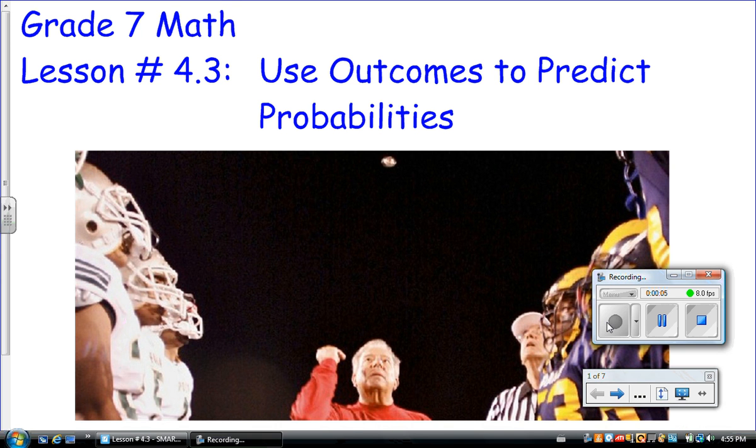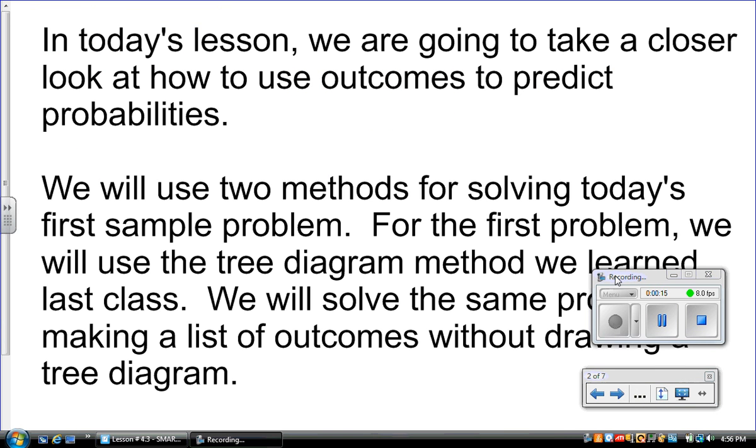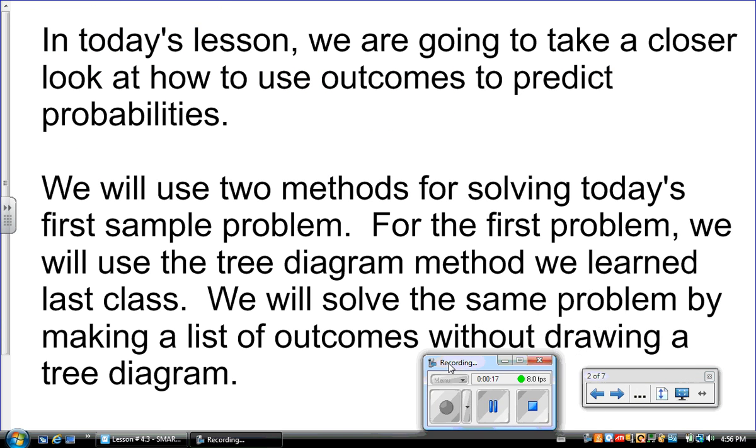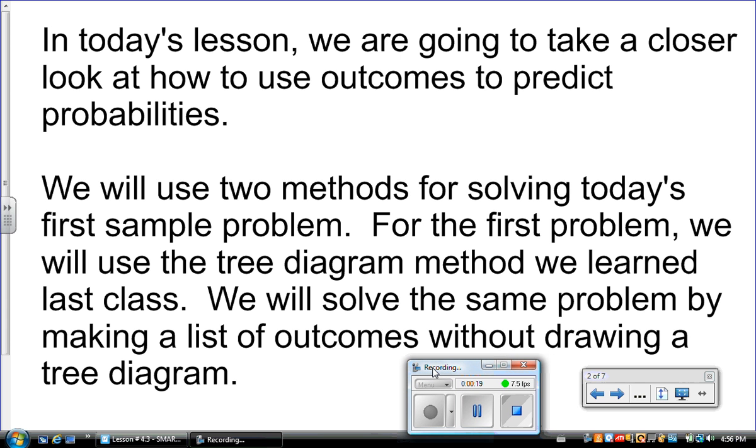This is lesson number 4.3, Use Outcomes to Predict Probabilities. In today's lesson, we are going to take a closer look at how to use outcomes to predict probabilities. We will use two methods for solving today's first sample problem. For the first problem, we will use the tree diagram method we learned last class. We will solve the same problem by making a list of outcomes without drawing a tree diagram.